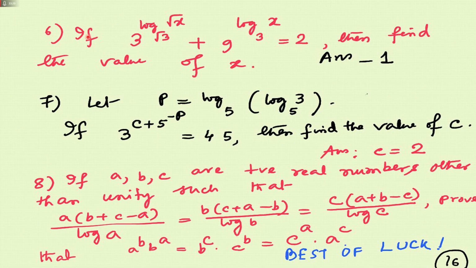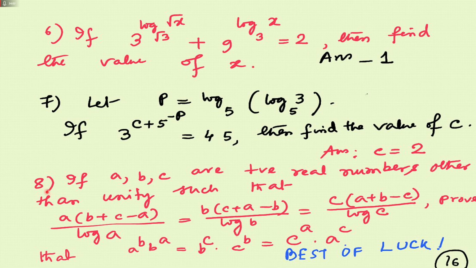Number 6 is here. If 3 to the power log root x base root 3 plus 9 to the power log x base 3 is equal to 2, then find the value of x, and it will be 1. Number 7 is here. Let p equal to log of log 3 base 5 base 5. This has been given. Now, if 3 to the power c plus 5 to the power minus p equal to 45, then find the value of c, and the c will be 2.